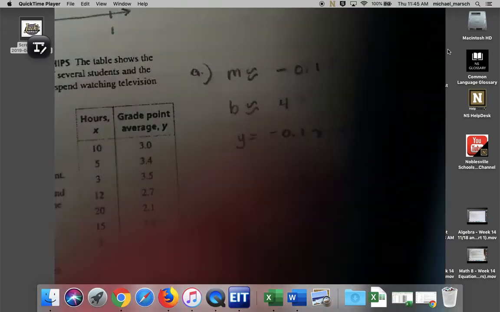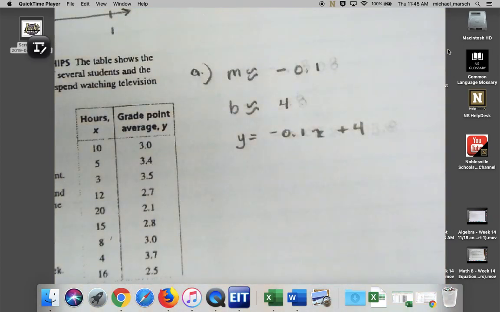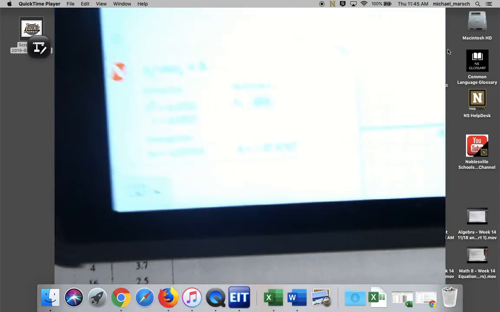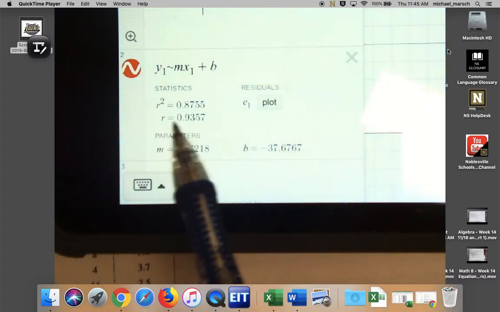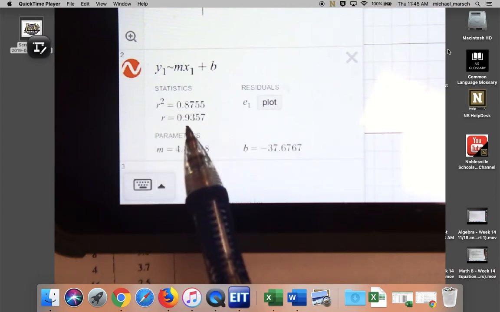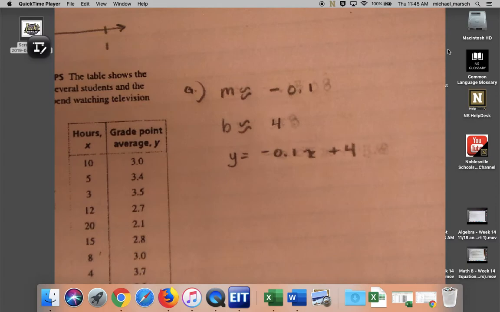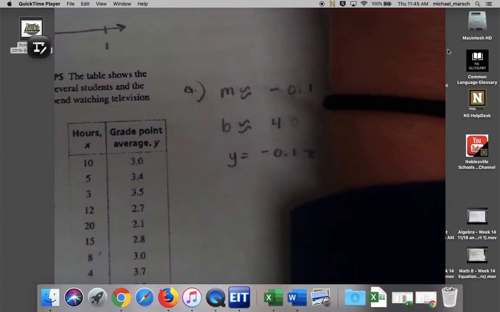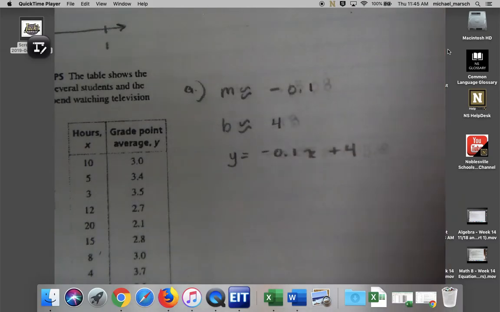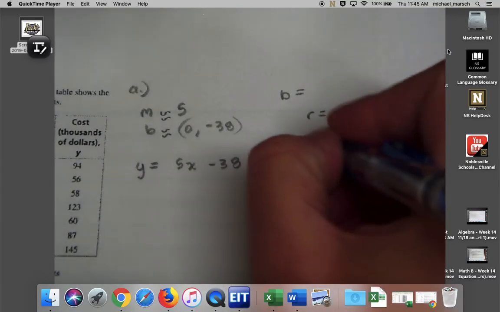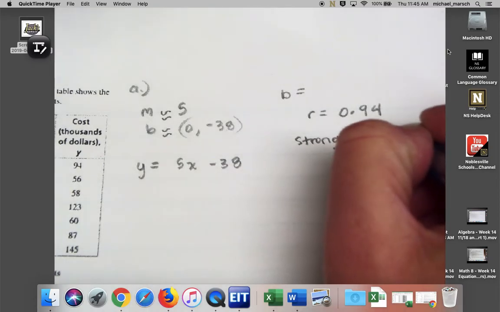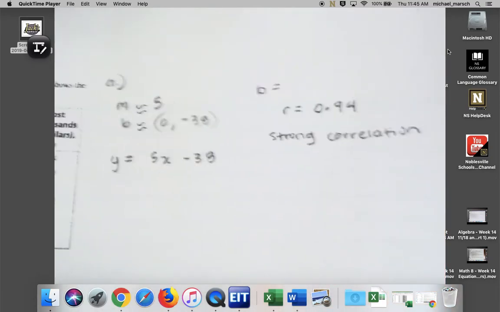So when I look back at my graph for this, let me see here. You're probably thinking, well, how do I know that? If you look here, do you see this R? That is my correlation coefficient for this information. So for B, I'm going to say R equals 0.94, right? And that's a strong correlation, because it's really close to the whole number one. That means that there's definitely a connection between the length of a boat and how expensive it is.